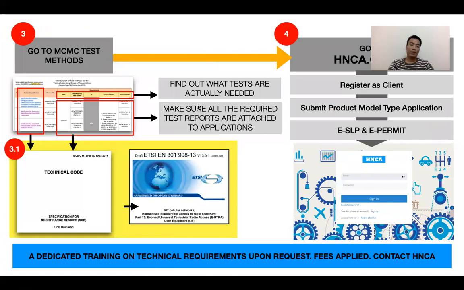Okay, once you have identified that, you actually go in further to check the test methods required. Test methods here means what kind of test report we'll be looking at, based on what kind of methods. Okay, and also you'll be referring to specific technical codes.